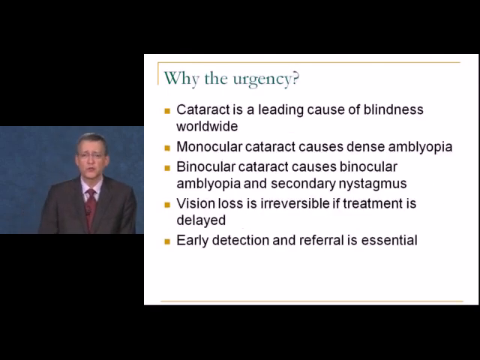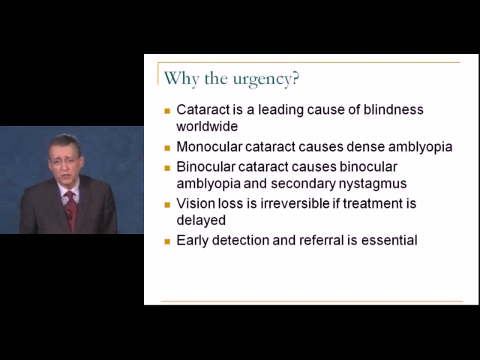So why the urgency then? Cataract is the leading cause of blindness worldwide in children and in adults. But when it happens in an adult, they can actually sit for 20 years and not have the cataract out, and then as soon as you take the cataract out, they're fine. But if you have a binocular cataract, there's no input to the brain, and so you get binocular failure of visual development, basically binocular amblyopia. We'll talk about that. And that's the patients with the nystagmus because they have no vision.